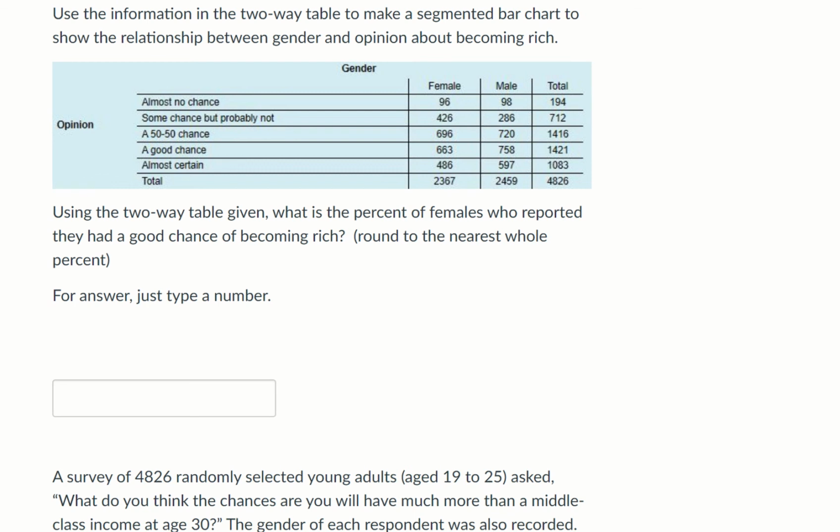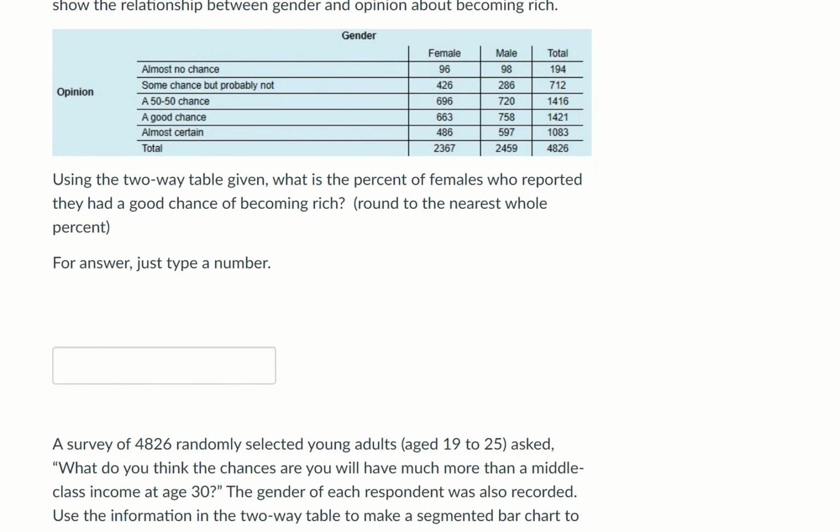So using the two-way table given, what is the percent of females who reported they had a good chance of becoming rich? Round to the nearest whole percent. So, okay, we're looking for the percent of females. When they say of, whatever they're asking for after of goes in the denominator. Okay, so of goes on the bottom. So how many total females do we have? Females, we have a total of 2367. So that goes on the bottom.